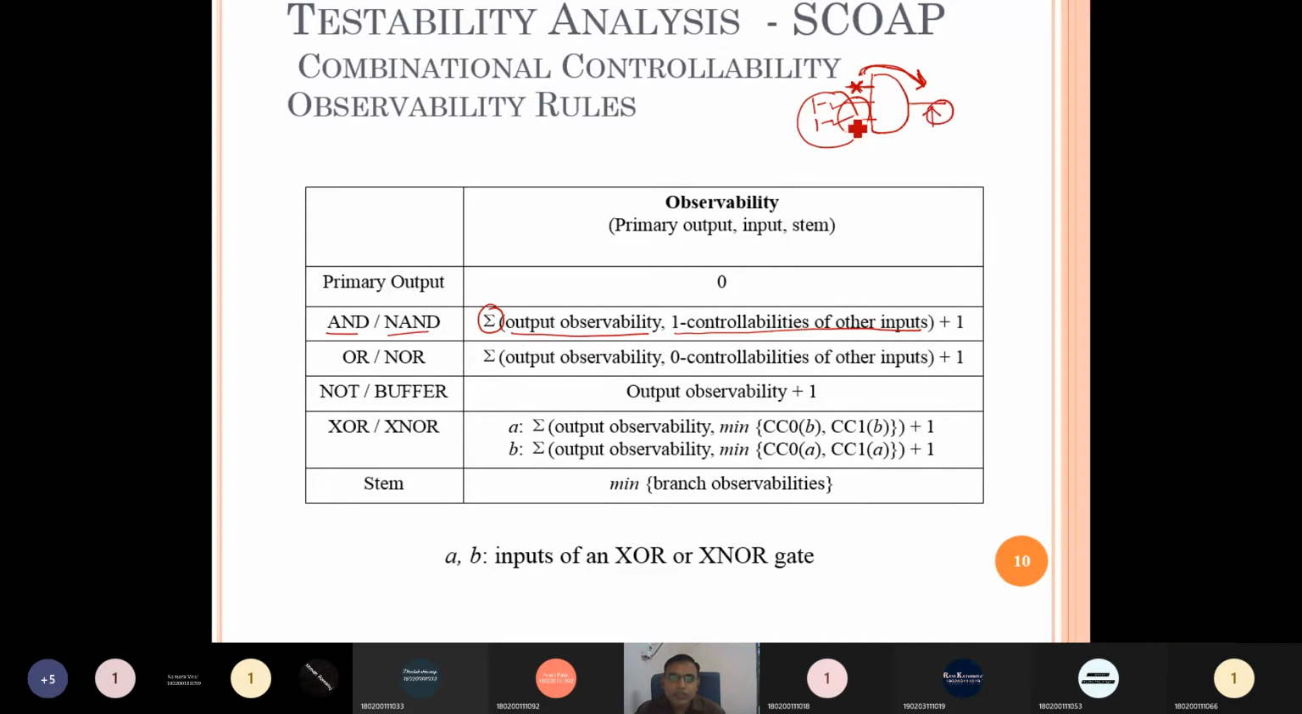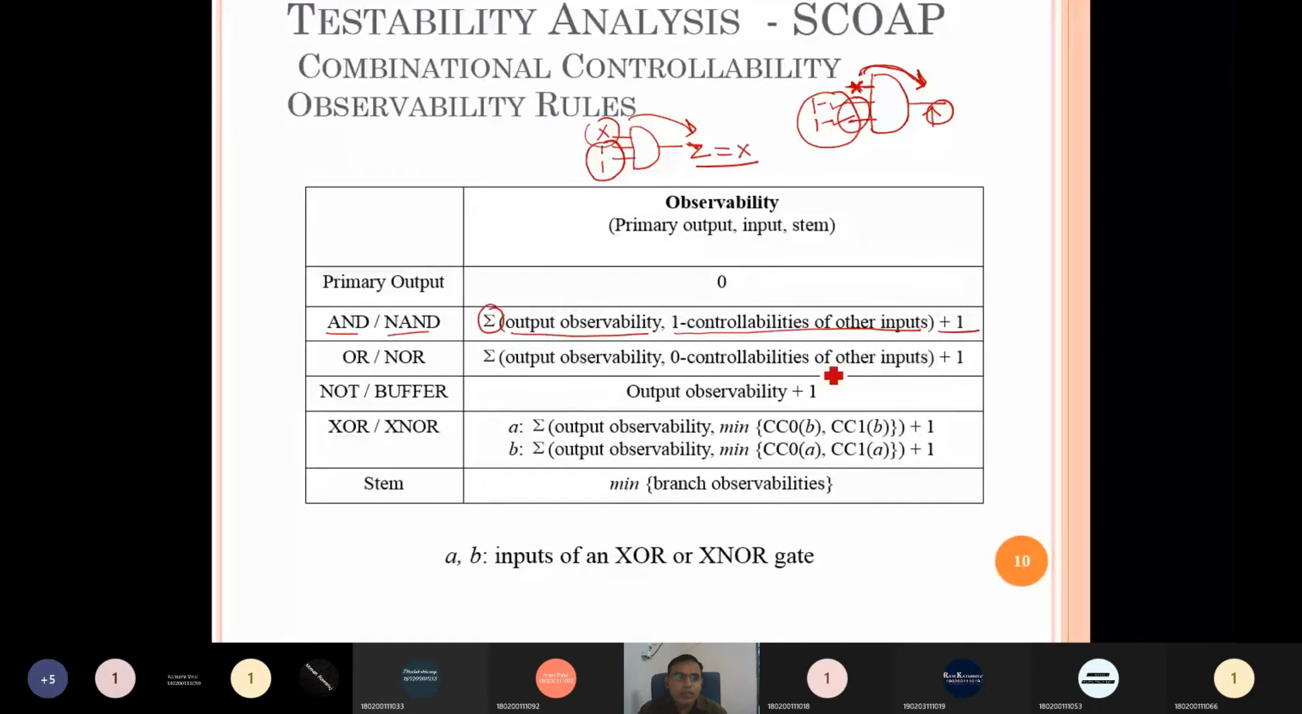Suppose this is an AND gate, and here the logic level is X, and this is my primary output Z. So Z is equal to X whenever the remaining inputs are 1. So we can observe this X at the primary output if we set the remaining inputs to 1. So the rule for observability of AND and NAND gates is the summation of the output observability and the one controllabilities of the other inputs plus 1.